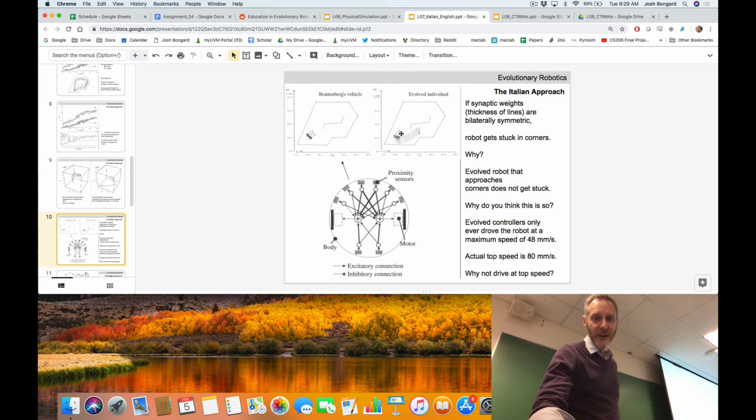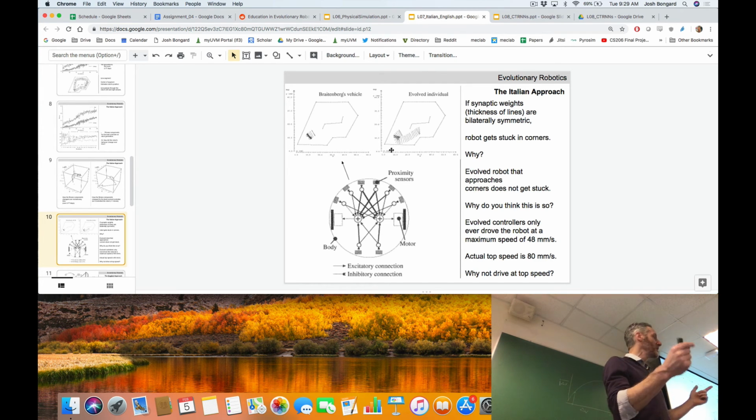Okay, one more observation to make about the one evolved neural network here is that the top speed of the wheels, if the wheels were spinning at plus 0.5, as fast as they could go, if both of them were spinning forward, the robot would travel 80 millimeters per second, super fast. But the evolved neural network never passed 48 millimeters per second.